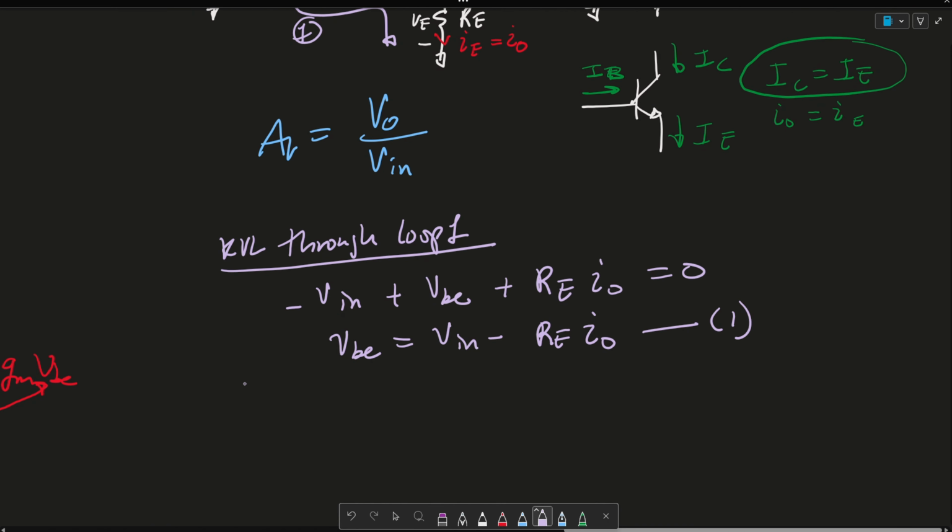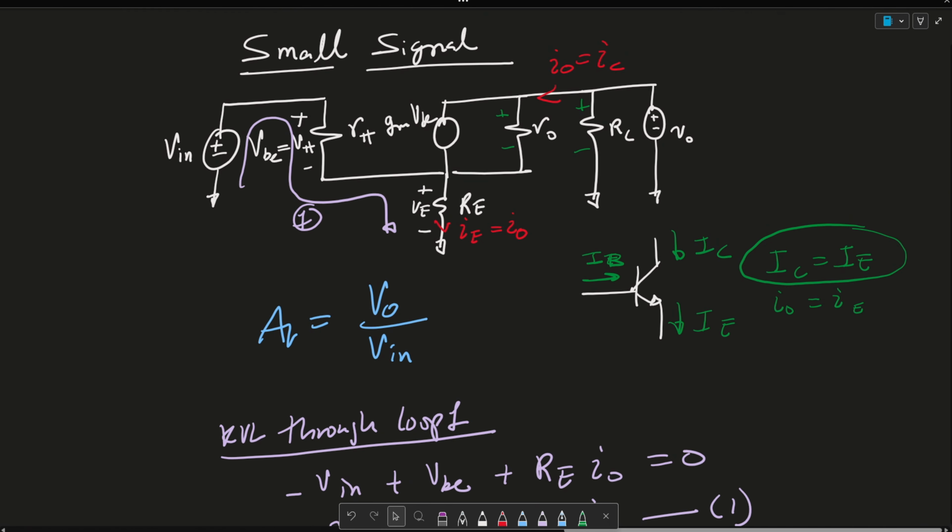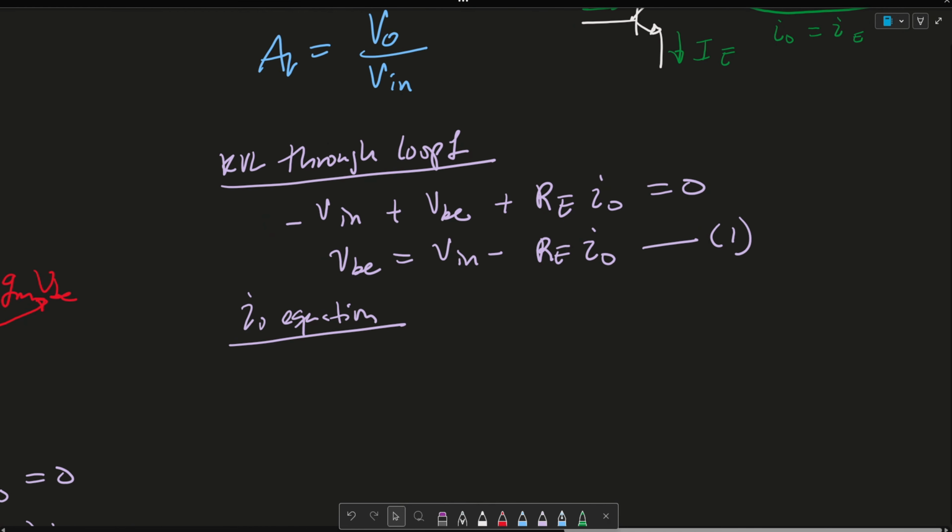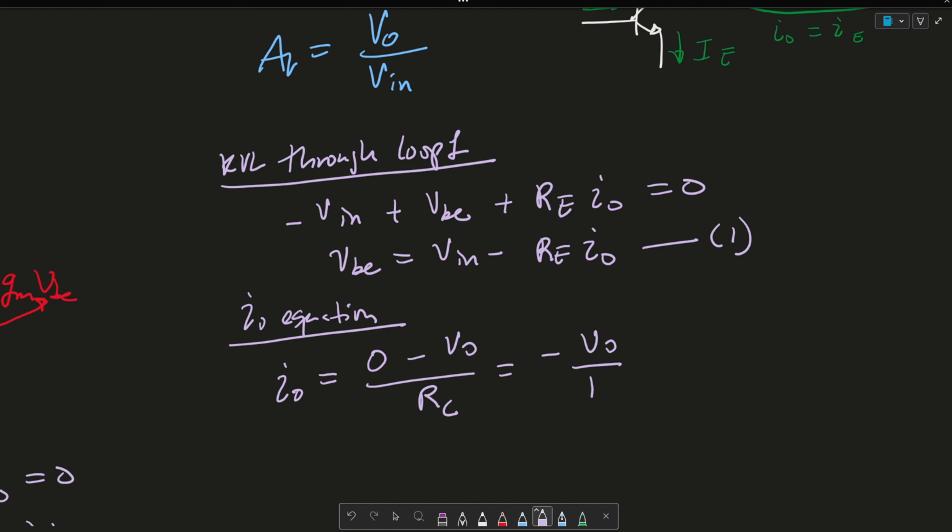If I wanted to write an equation for IO, going through this loop, I can say that this is 0 volts. This here is VO. So I could say IO is equal to 0 minus VO over RC, which is just equal to minus VO over RC.